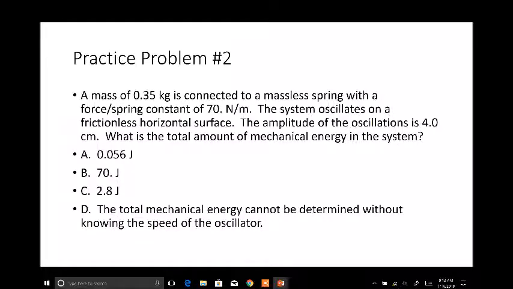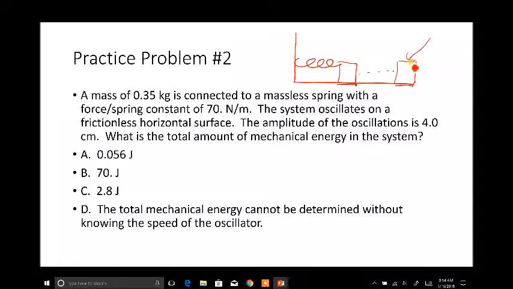All right, here's what we've got to think of. So we have this horizontal surface. Here's our spring. And let's say right now this thing is at equilibrium. So it's going to oscillate back and forth. So when it's at its maximum oscillation distance or its maximum amplitude, let's say somewhere over here, it stops.